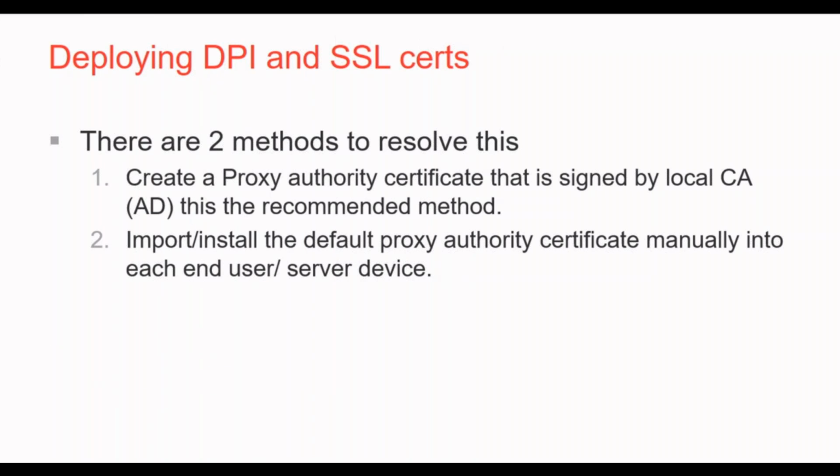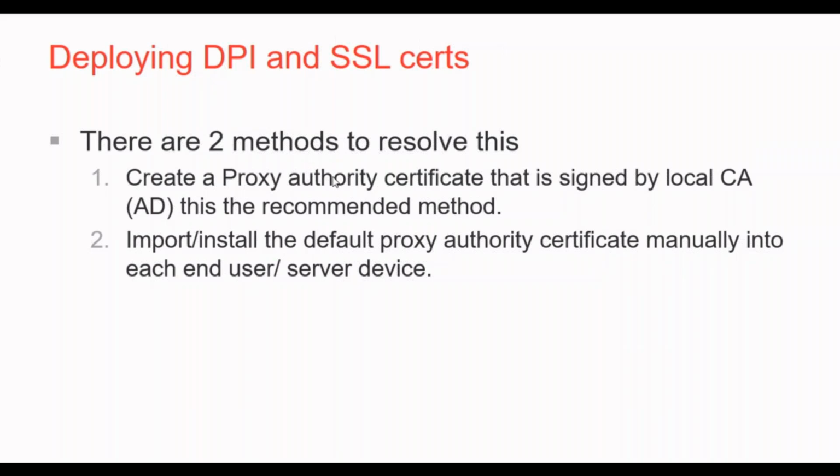Now, there are two methods to resolve these issues before going to the content inspection configuration. The first option is to create a proxy authority certificate that is signed by your local certificate authority, or certification authority, which is under your Active Directory, or maybe separate from it, but it is local, and this is the recommended method. There is another option, where you import or install the default proxy authority certificate manually into each of the end user devices and servers that you have internally.